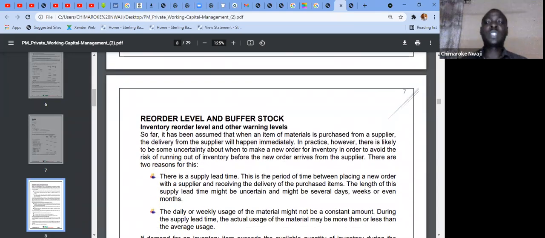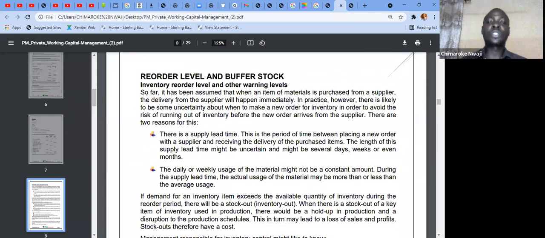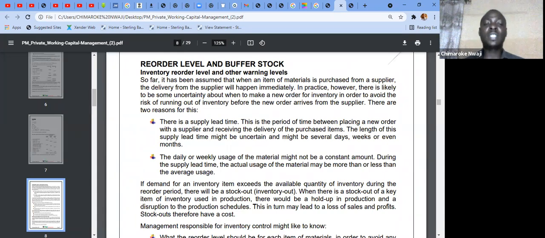All right, so we've seen how we manage our stock. We have seen how to manage stock using the economic order quantity model, and then we've seen how to take advantage of discount because of bulk purchase. Let us look at something called reorder level and buffer stock.